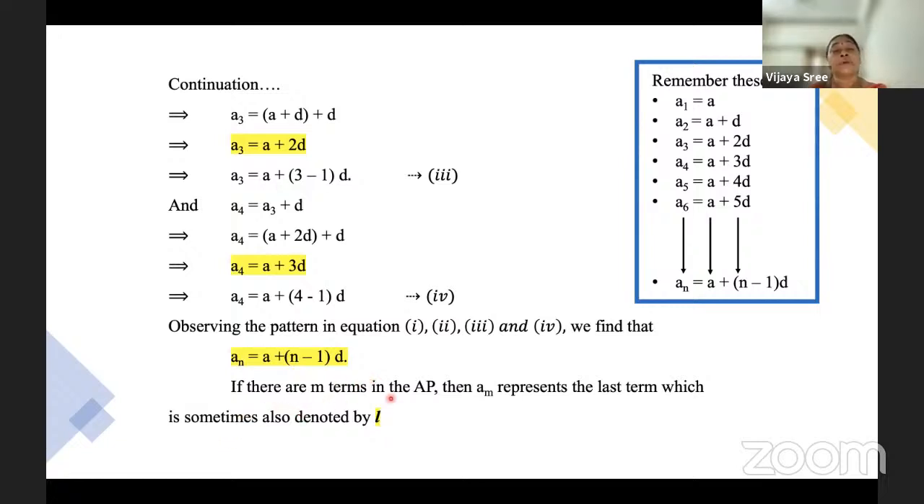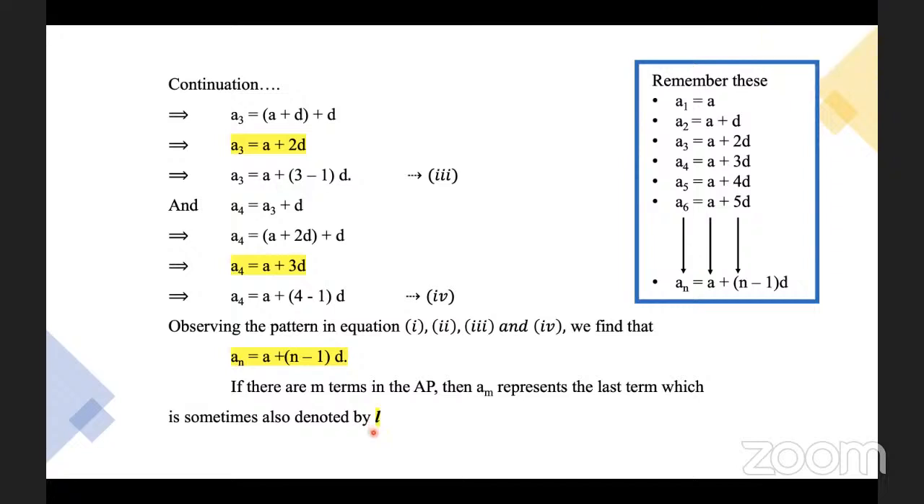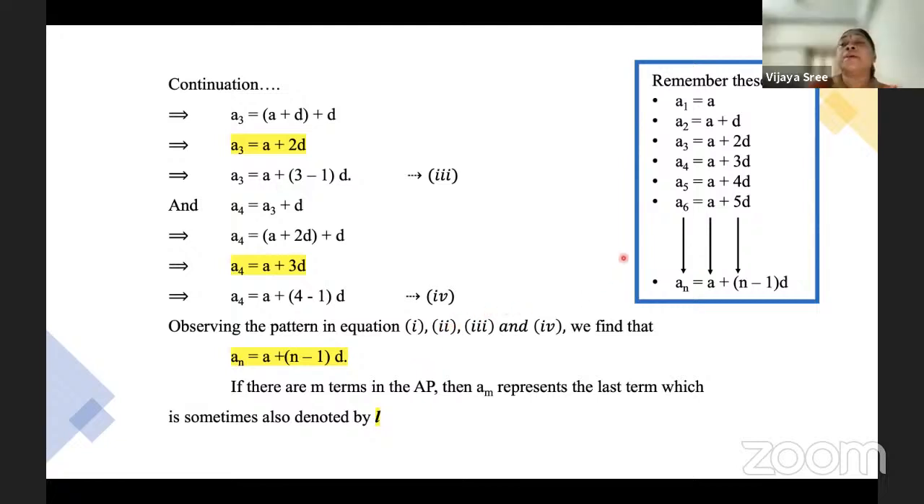If there are m terms in the AP, then am represents the last term, which is sometimes also denoted by l. Sometimes we represent am as l, the last term. Remember this: A1 is equal to A, A2 is A plus D, A3 is A plus 2D, A4 is A plus 3D, A5 is A plus 4D, and A6 is A plus 5D, and so on. An is equal to A plus n minus 1 into D.